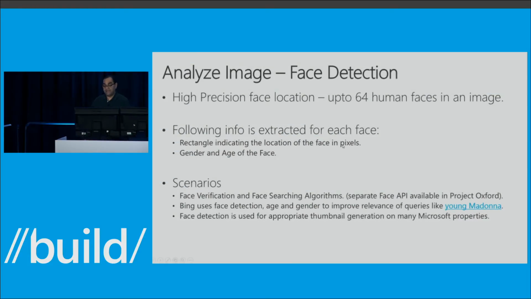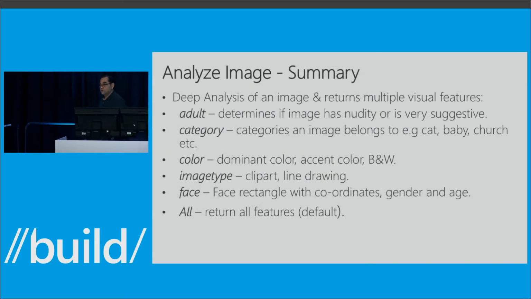Lastly, face detection is also useful for thumbnail detection, and I'll talk more about that later. So in summary, this first API does adult content detection, category detection, color, image type, and face. And you have the flexibility of getting all of these features, or if you only find some of them interesting, you can just pick and choose which features are interesting to you.